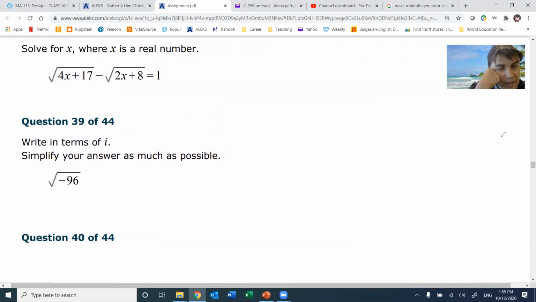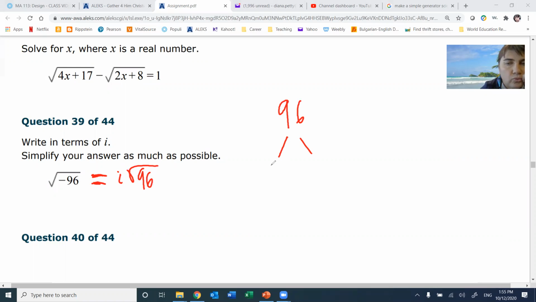Okay, let's do it. Write this in terms of i, but simplify. See how much you can simplify. So 96, see what we can do with 96. I can divide by 2 for sure. This is 48, right? 96, and then this is 6 times 8, or 3 times 16. 3 times 16 sounds better, it doesn't really matter.